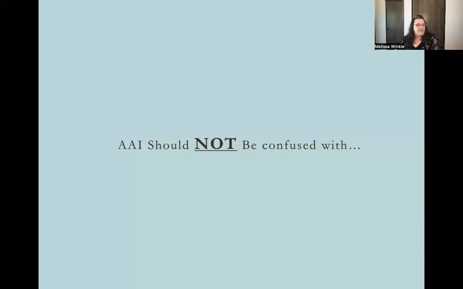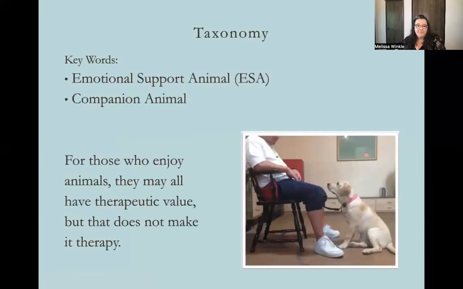Okay, now the next thing we should talk about is that animal-assisted interventions or animal-assisted services should not be confused with some of these other jobs that human-animal teams might do. We can talk about emotional support animals, which here in the United States are just companion animals. For those who enjoy animals, they may have therapeutic value, but again, it's not therapy. These are pets. They don't have any kind of public access rights other than places that are dog friendly where dogs are already allowed to go. There are some accommodations that can be made for living environments.